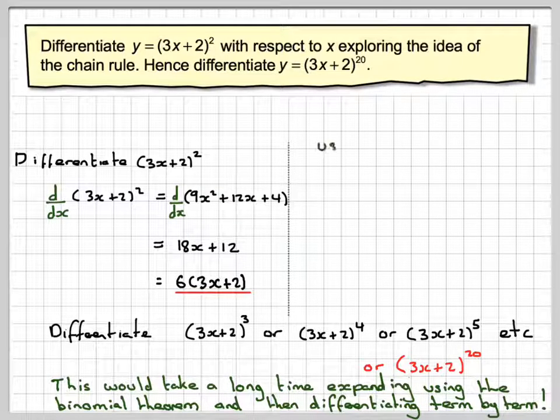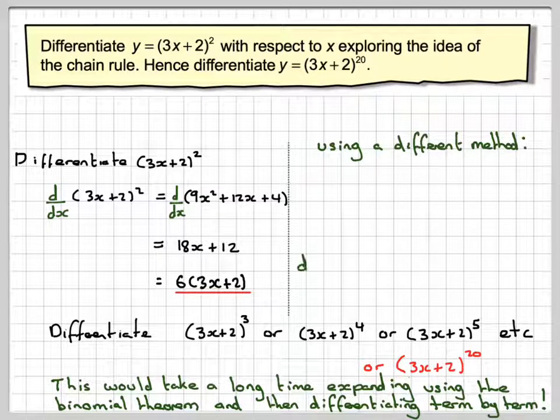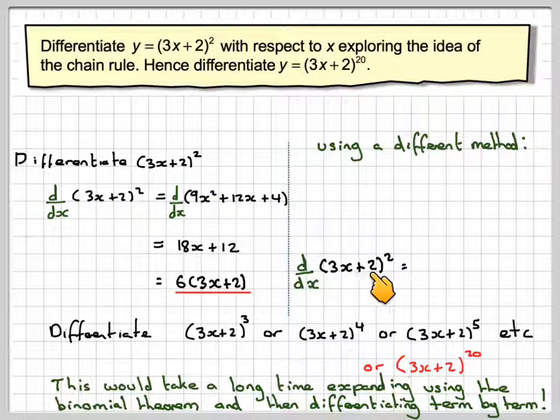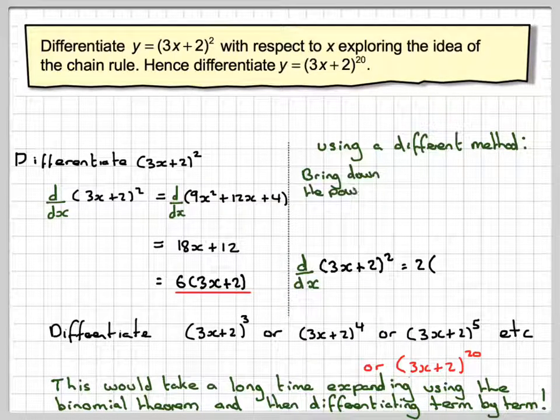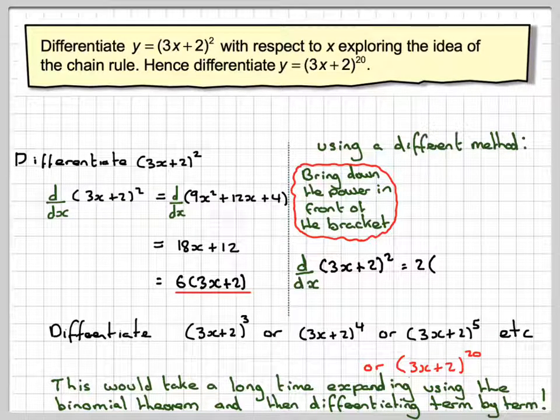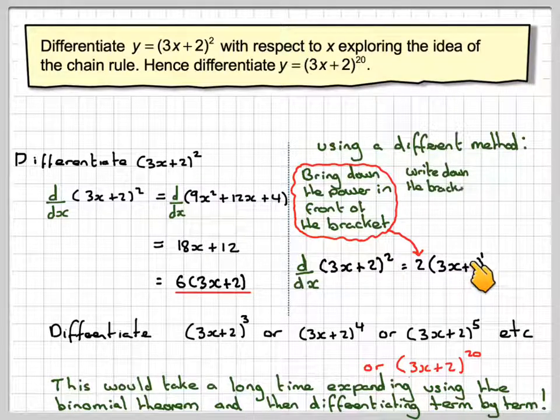So another way of doing it, and we'll just look at the way of doing it first and then look at the rule in a minute, is if I want to do d/dx of (3x + 2) to the power of 2, you take the 2 and you put it down in front of the bracket. So bring down the power in front of the bracket. Write down the bracket and reduce the power by 1. So because it was power 2 to begin with, it's now 1.